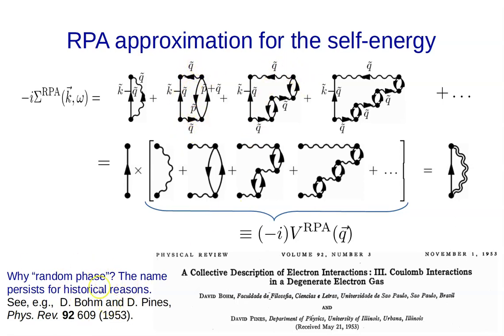But it would be nice if you could take a look at this. This paper is the third in a series of papers where they talk about the collective description of the electron interaction in the degenerate electron gas. That's the system we're talking about here. And one curiosity and historical piece of information, especially for the Brazilian students watching, is that this paper is from 1953.